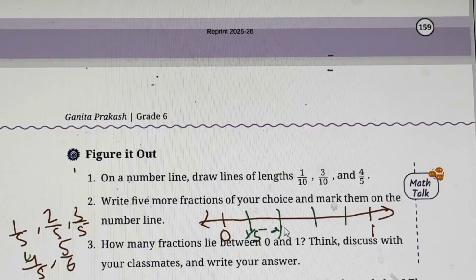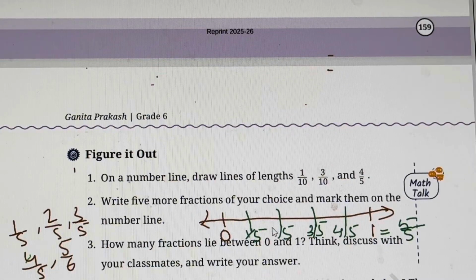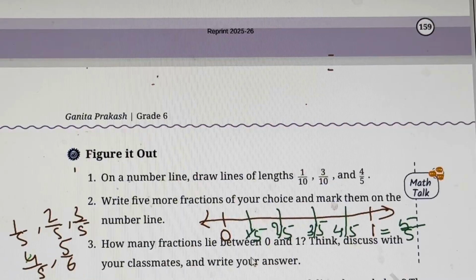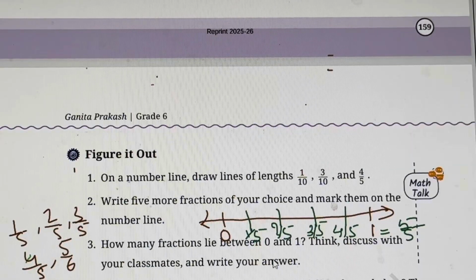This is 2 upon 5. This is 3 upon 5 and this is 4 upon 5. And 1 is equal to 5 upon 5. Right? So you can mark it like this. It is not necessary to take 1 upon 5, you can take anything else. Instead of 1 upon 5 you can take 1 upon 7 or 1 upon 6, but take all of them with the same denominator so that you can show them on the same number line.